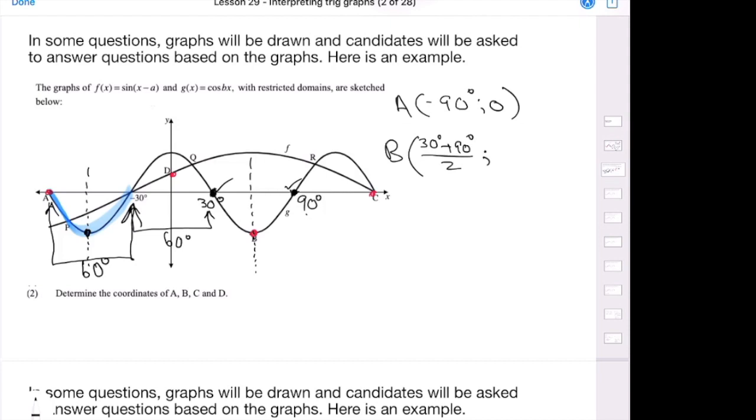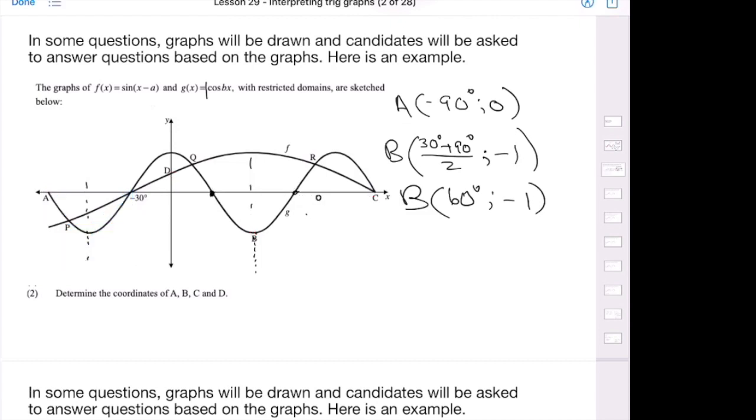The y coordinates, because this is the cosine of bx, it obviously means the range, because the coefficient of cosine bx there is a 1. So the range is from negative 1 up to 1, which means at point B, the value of y should be equal to negative 1. So if you simplify that, you should get B equals 60 degrees, negative 1.